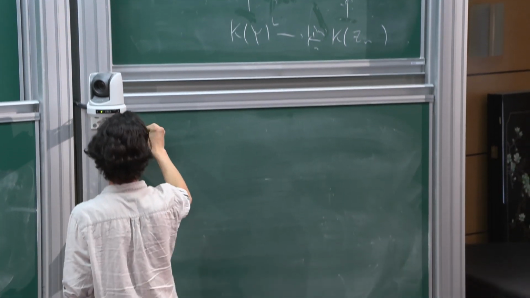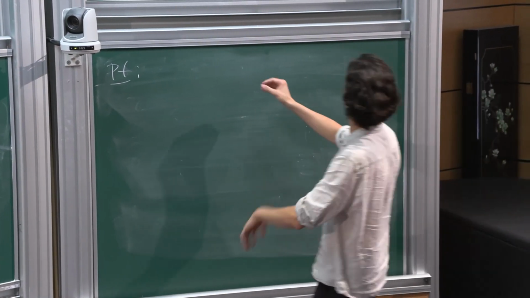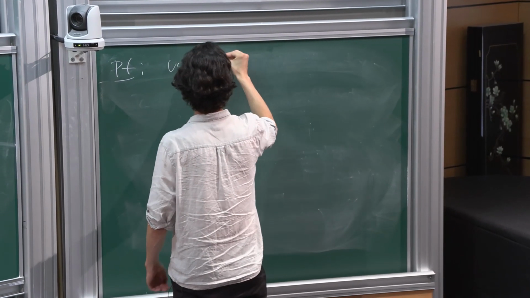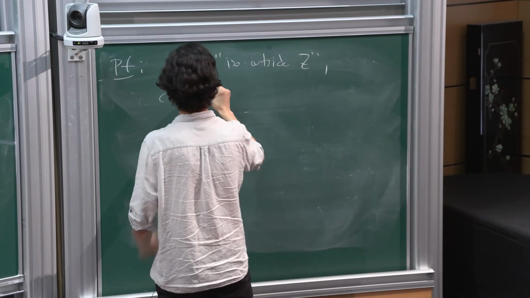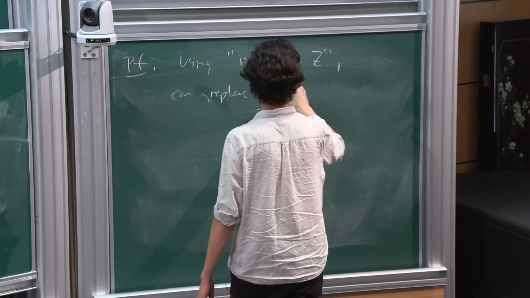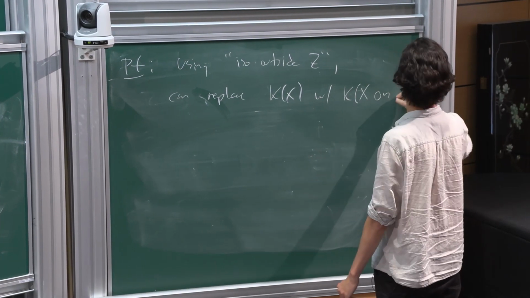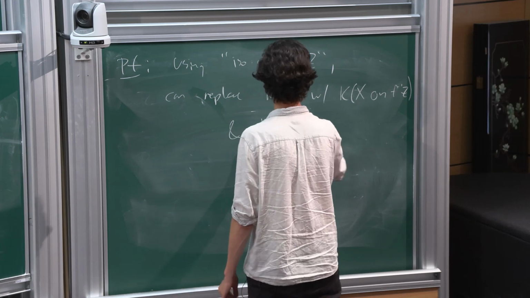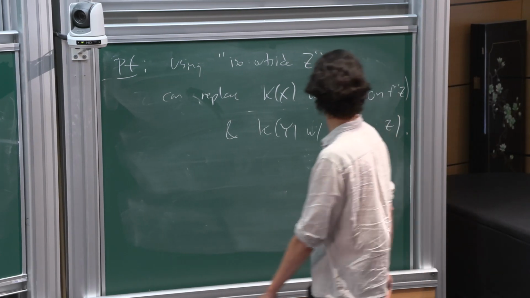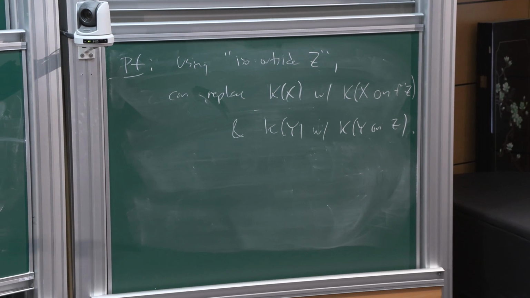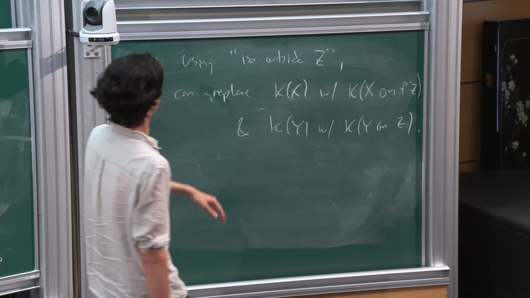Okay. So the proof. Using the hypothesis, an isomorphism outside Z, we can replace K-theory of X with K-theory of X supported on F inverse of Z, and K-theory of Y. We have to do it both at the same time, but with K-theory of Y supported on Z. That's just the usual localization sequence in algebraic K-theory, because the open complement is the same. And once we make this replacement, then we don't need that hypothesis anymore.